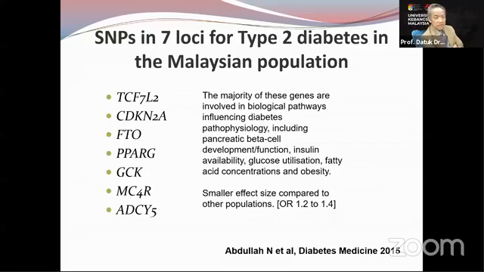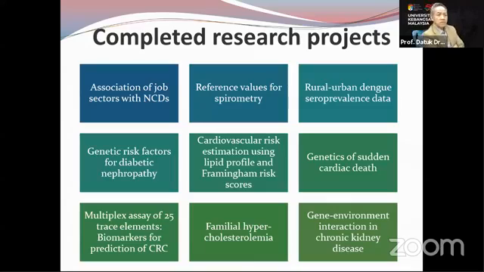2 of these genes, as we know, also play a strong role in obesity: the FTO gene and the MC4R gene. So these are some of the completed research projects. You can Google the titles and the Malaysian cohort, and you will get these publications for your reference. Association of Job Sectors with NCDs. We published the reference values for spirometry based on 100,000 spirometry data.